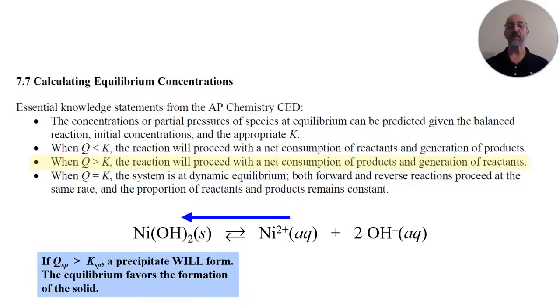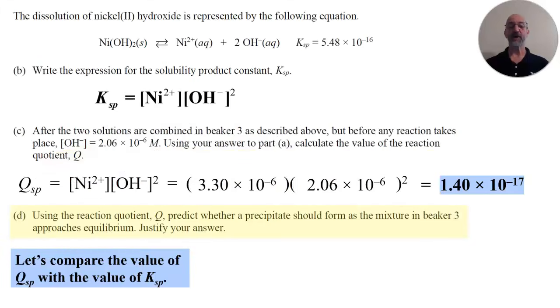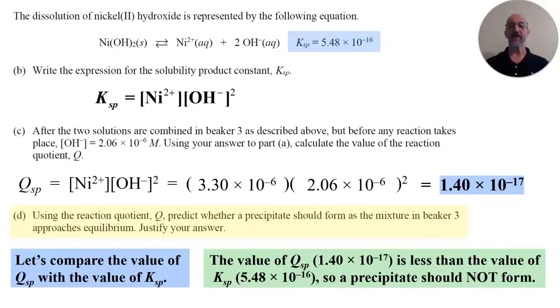Let's go ahead and do our comparison of Q versus K in this question. As we compare the value of Q with the value of Ksp, we learn that 1.40 times 10 to the negative 17, which is our version of Q, is in fact less than Ksp, which is 5.48 times 10 to the negative 16. And so when the value of Q is less than the value of K, a precipitate should not form. So I have answered part D. Should a precipitate form? No, because the value of Q is less than the value of Ksp.